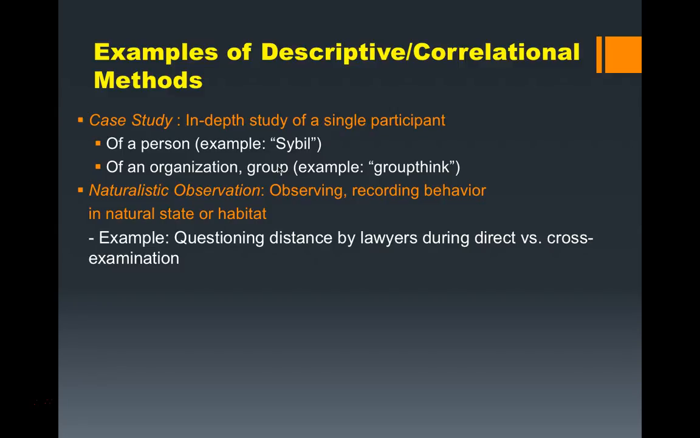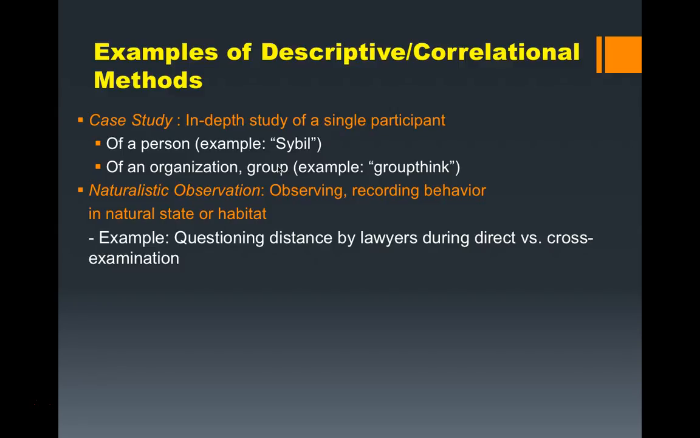So there were two kinds of witness. The two variables were whether the witness was being directly examined by their lawyer, the lawyer that called them to the stand, or being cross-examined by the other lawyer, the opposite side. And the other variable was what kind of distance the lawyers kept. So that was measured.